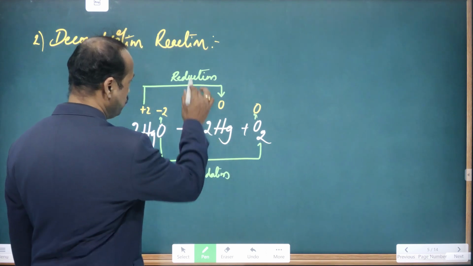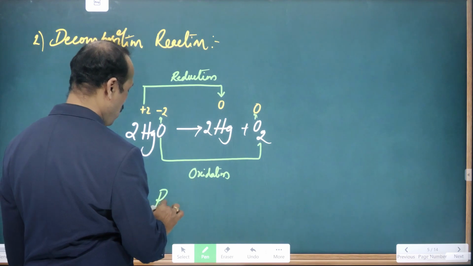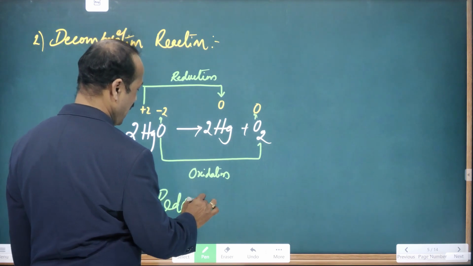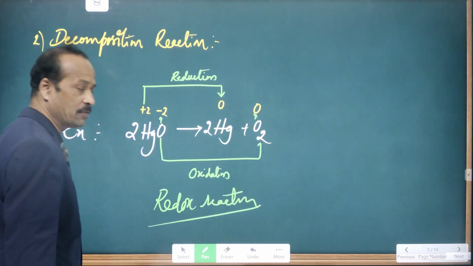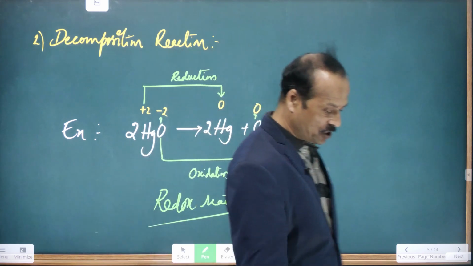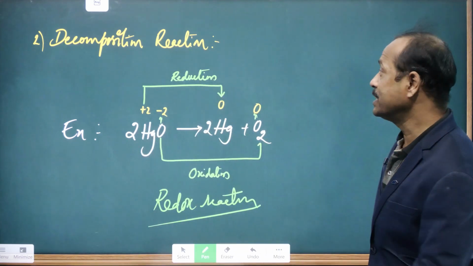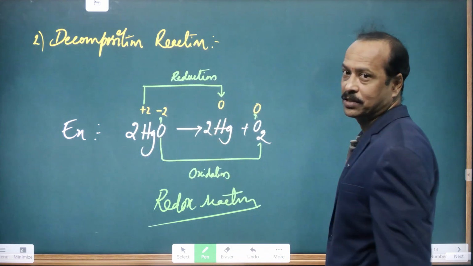Okay, so both are taking place together. Hence it is a redox reaction. The reaction in which both oxidation and reduction reactions take place simultaneously is called a redox reaction. So this is a redox reaction, right? And this is a decomposition reaction. This is a redox reaction. Okay.